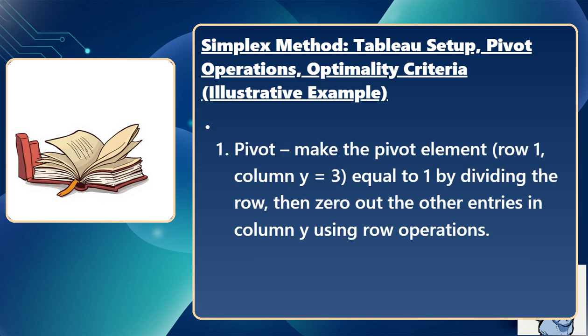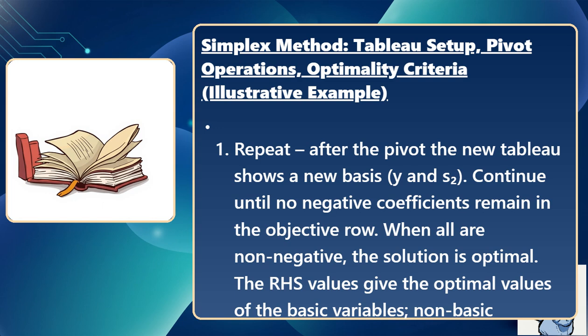5. Pivot. Make the pivot element, row 1 column y equals 3, equal to 1 by dividing the row. Then zero out the other entries in column y using row operations. 6. Repeat. After the pivot, the new tableau shows a new basis, y and s sub 2. Continue until no negative coefficients remain in the objective row. When all are non-negative, the solution is optimal. The RHS values give the optimal values of the basic variables, non-basic variables are 0.